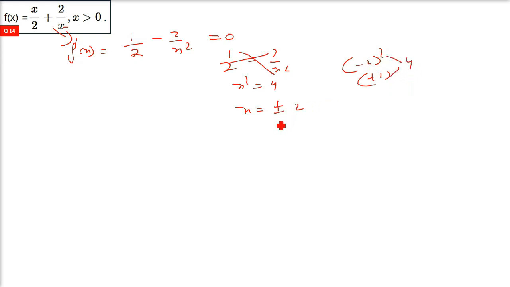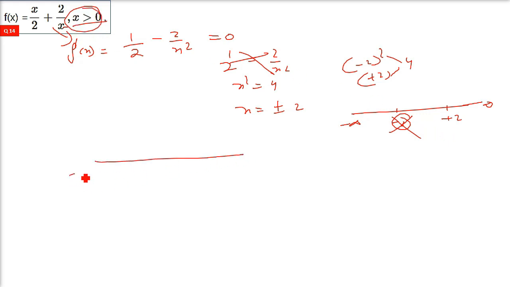Okay, let us place these values 2 and negative 2 on the number line. Is it possible? Tell me. Is there any problem which I'm facing, or anything which I'm doing wrong? Yes, negative 2 I cannot place because x is greater than 0. So the only option left to us is x equals 2. I hope you got the idea. Negative 2 we have to ignore because x is greater than 0.